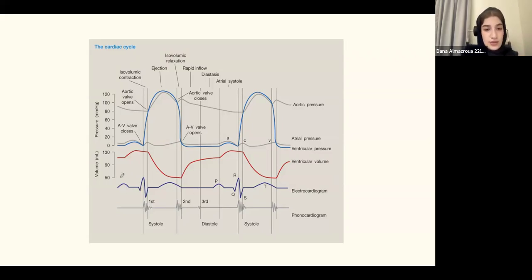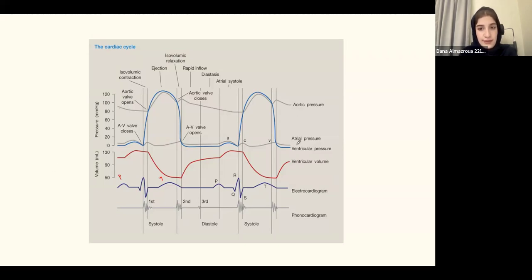And then here we have the ECG: this is the P wave, the QRS complex, and then the T wave. And here we have the ventricular volume, meaning how much blood is present within the ventricles. In the color red, we have the ventricular volume, and you can see that it goes up and down, and we're going to explain why it does so. And then in the blue here, we have the ventricular pressure. And in the gray, we have the atrial pressure. And then the gray on top is the aortic pressure.